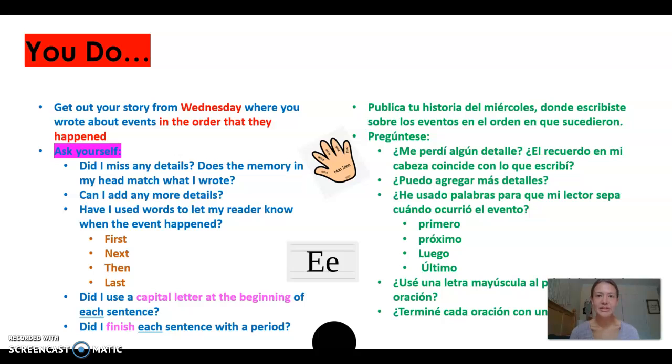And don't forget to add some pictures on it because I really want to see what I want to get into the story. I want it to be like a book.